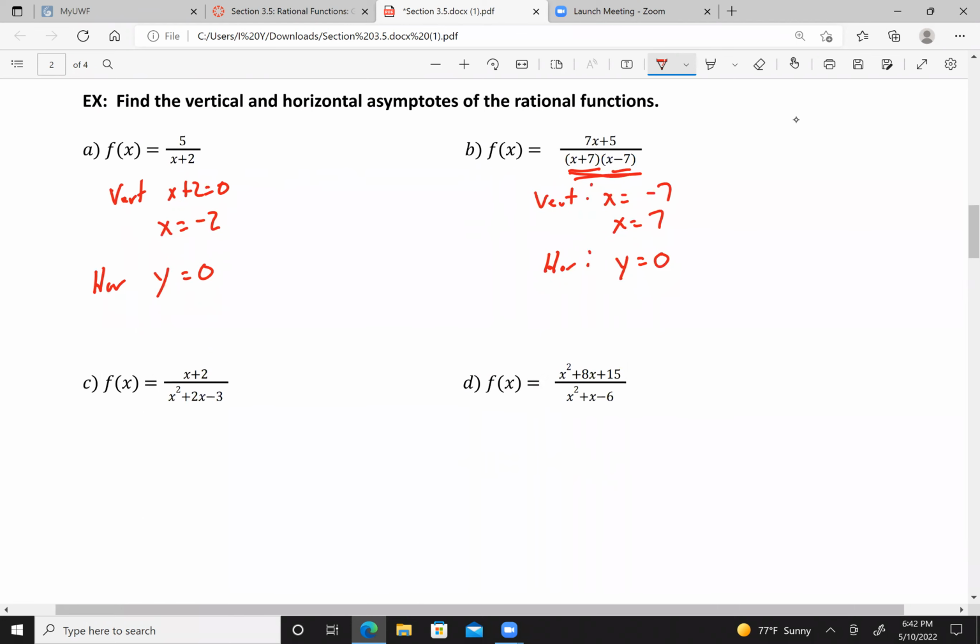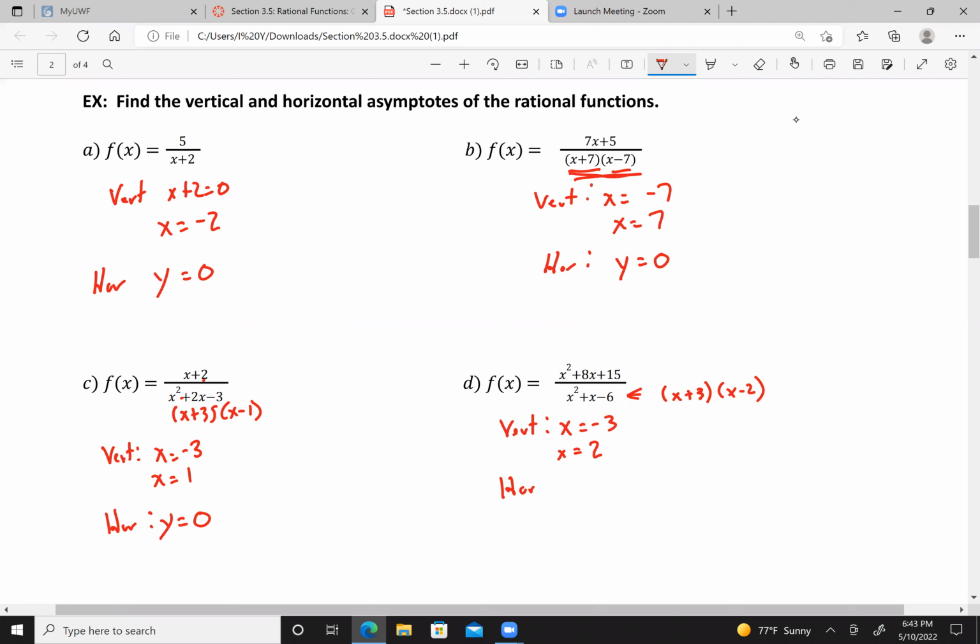Okay, again here, this will factor into x plus 3, x minus 1. So the verticals are x equals negative 3, x equals 1. Horizontal, I have a degree of 2 over a degree of 1, so y equals 0. Okay, looking here, this will factor x plus 3, x minus 2. So my verticals again are x equals negative 3 and x equals 2.